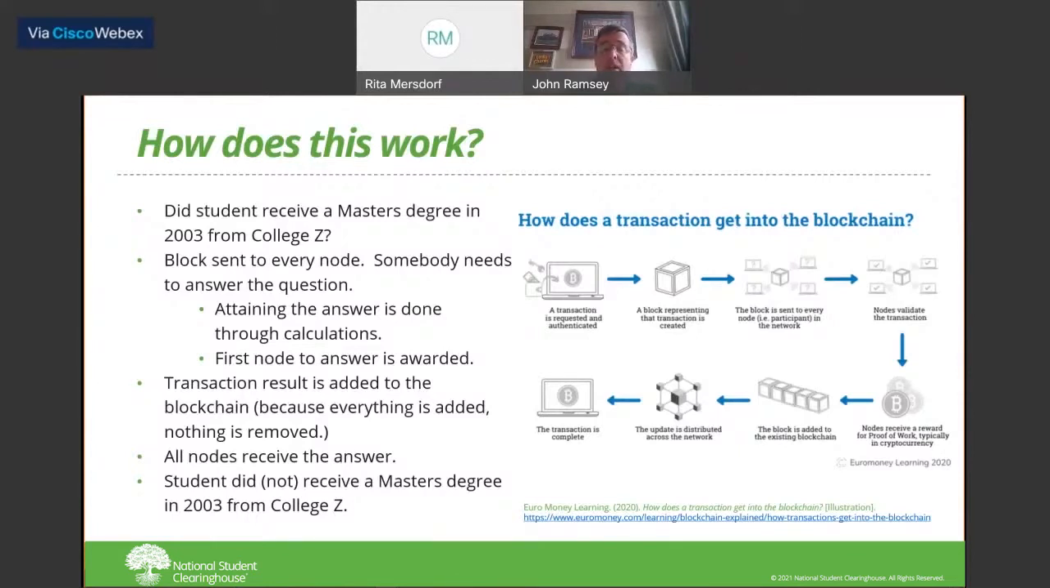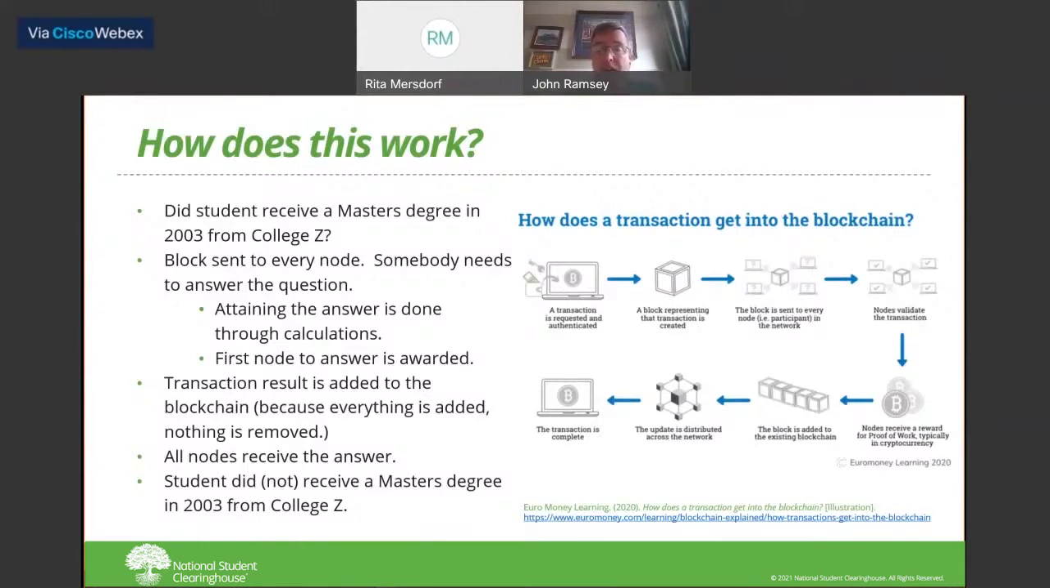They actually help process these requests. So we have the employer that made the request, does John have a master's degree from College Z from 2003? And all of these nodes, all of these miners start processing this request. And they have some pretty complex calculations that they use in order to get the correct answer if John does or does not have that degree. And it's done with a high level of accuracy because of the complexity of the calculations being correct if he did have it. So now you have thousands of nodes competing to be the first one to process this request. And the first one that gets it done gets a reward.